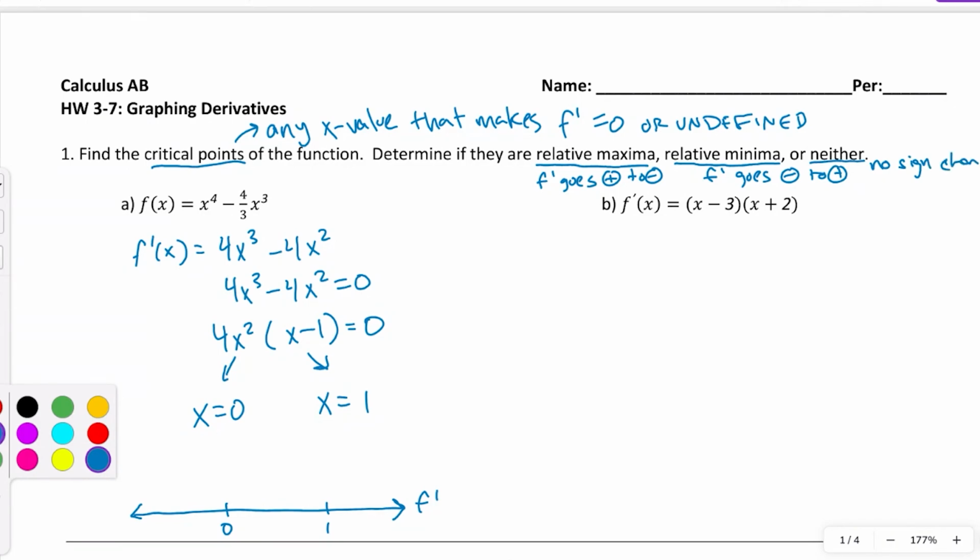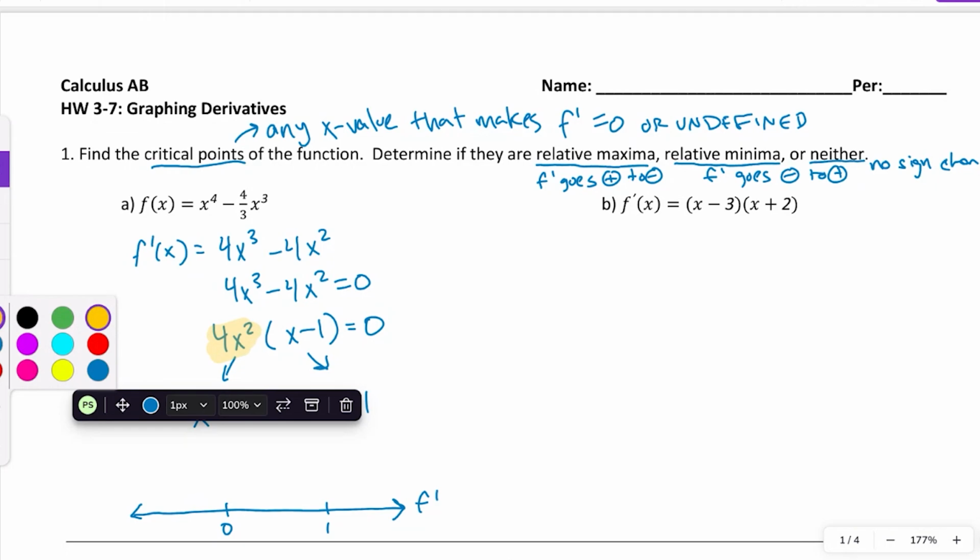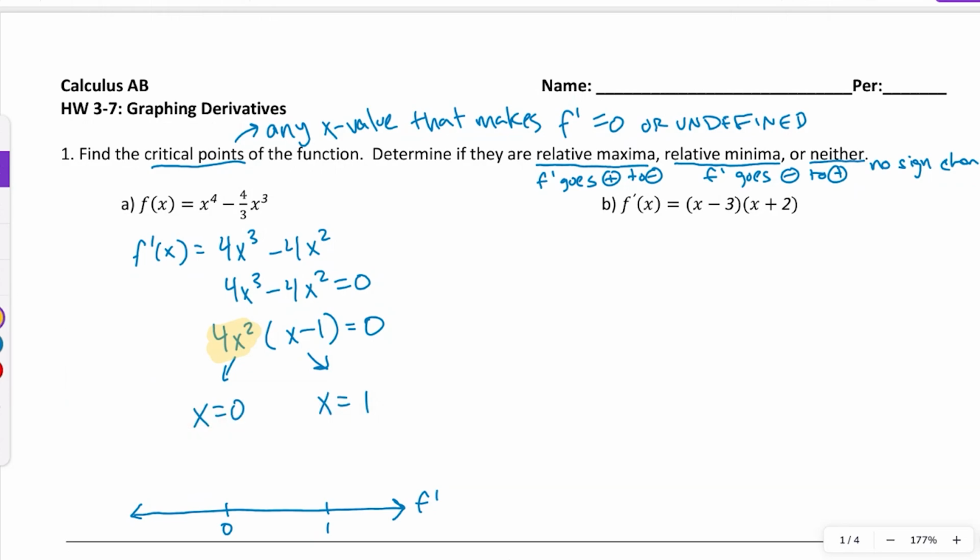Okay, so if I plug in a number like, say, -1, now this 4x squared, this first factor here, that's always going to be 0 or positive because when you multiply a number by itself, it's always going to be positive unless it's 0, in which case it's 0. But it'll never be negative is kind of the point. And so any number that we plug in here, we really just need to worry about the x minus 1. We can safely ignore the 4x squared when trying to determine if these intervals are positive or negative.